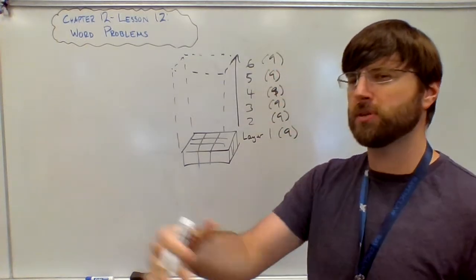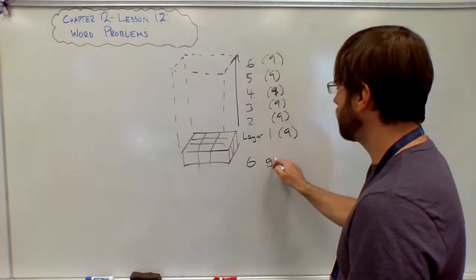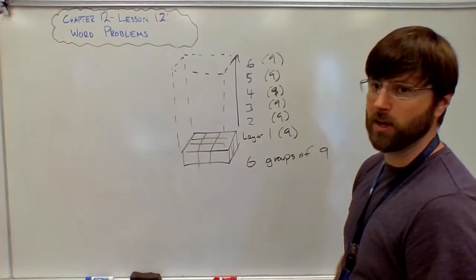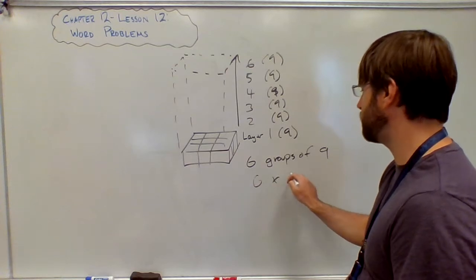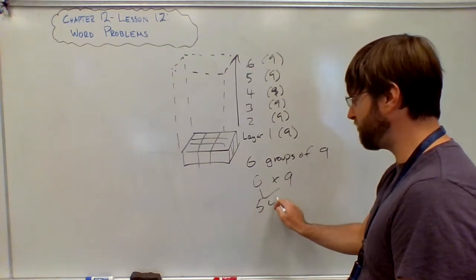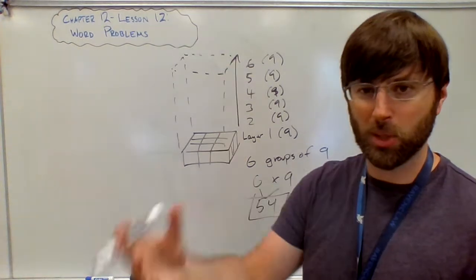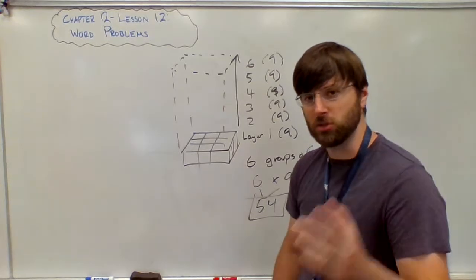How many groups of 9 is it? That's 1, 2, 3, 4, 5, 6 groups of 9. 6 groups of 9. Groups of is just a fancy way of saying times. So this is 6 groups of 9. So that's a total of 54 blocks in that little tower thingy. So they put away. Good for them putting away their toys. So the answer is 54.